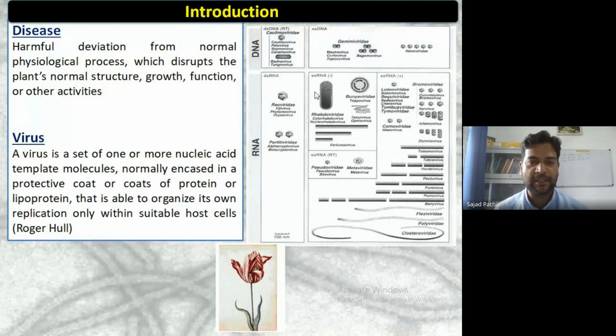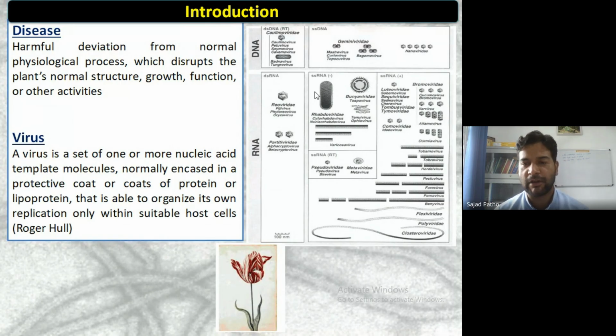But if we see other pathogens like bacteria and fungus, they are also submicroscopic particles. But virus is a very tiny particle, with a very small genome and very small size as compared to bacteria and fungus. It is a very small entity which causes diseases, whether in humans, animals or plants. So we are dealing here with plants. We'll see how it causes disease in plants.